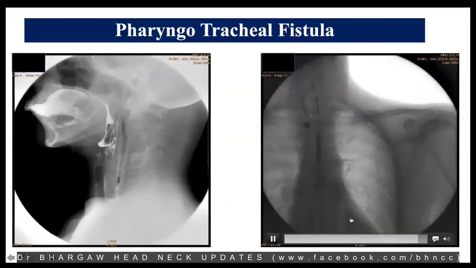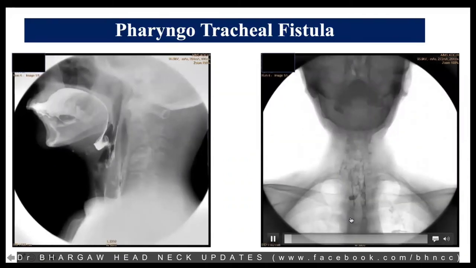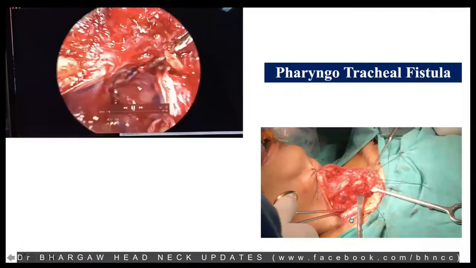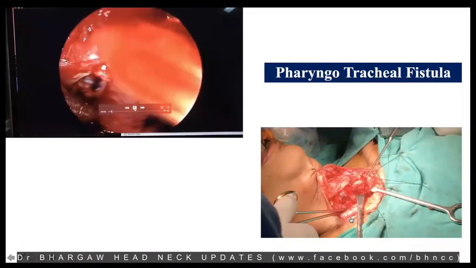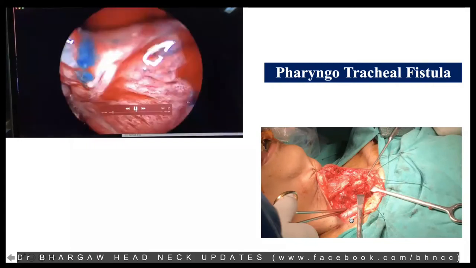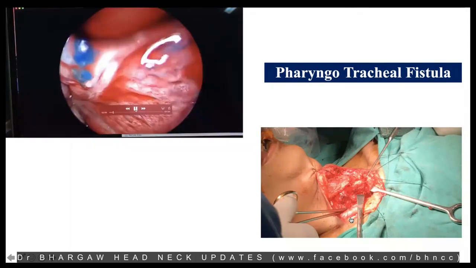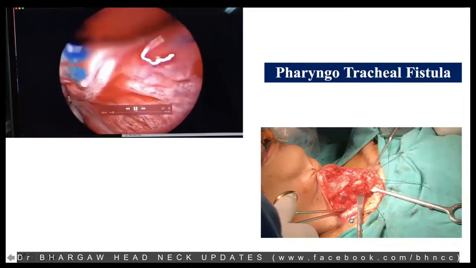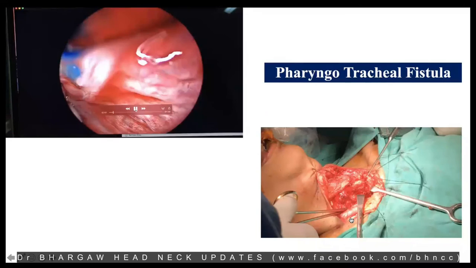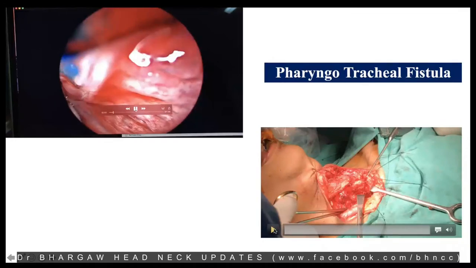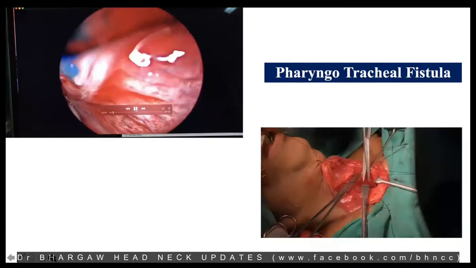You can see that. So there was a fistulous tract between the posterior pharyngeal wall, the pyriform fossa, down to the prevertebral space and the trachea. Pyriform fossa, prevertebral space down to trachea. So under general anesthesia, we identified the fistulous tract, and we resected the fistulous tract, and then we primarily closed the mucosa and reinforced both ends of the fistula with strap muscle and sternocleidomastoid muscle flaps.